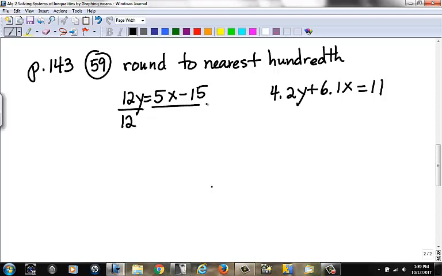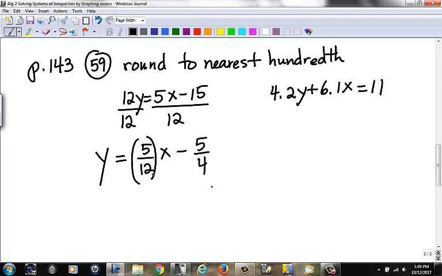To get it in on the calculator, you have to divide and get y by itself. Okay? So, that's a polynomial over a monomial, so split that up. That 12 divides into both of them. So we'd have 5/12 x minus 15/12. Reduce that: 5/4. 3 goes into both of them. Good with that? Okay, now on the calculator, we're going to put this in parentheses.